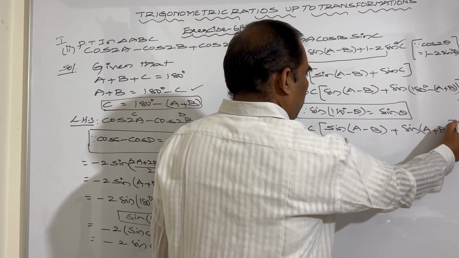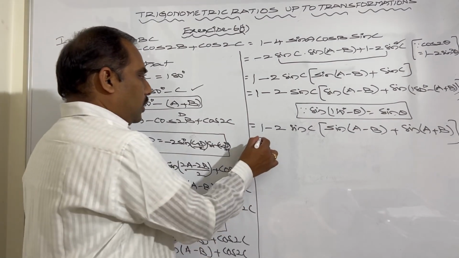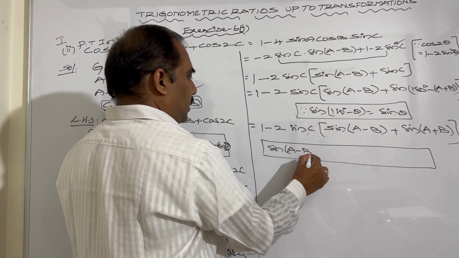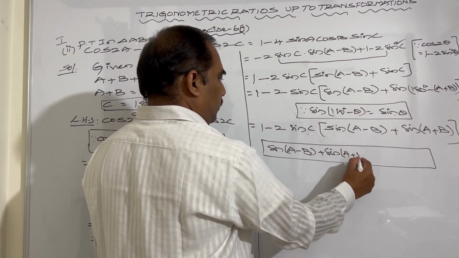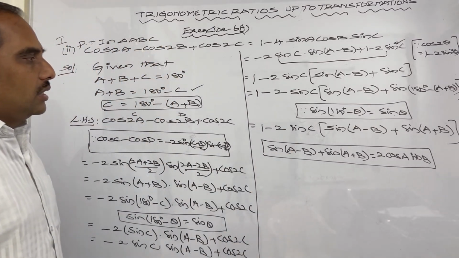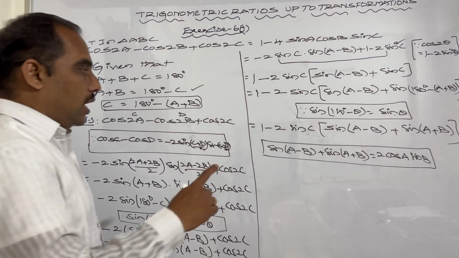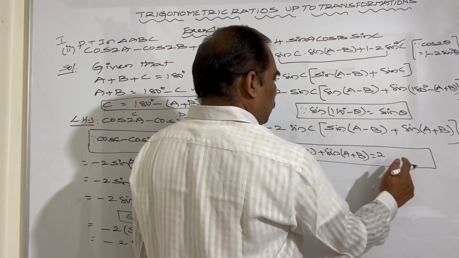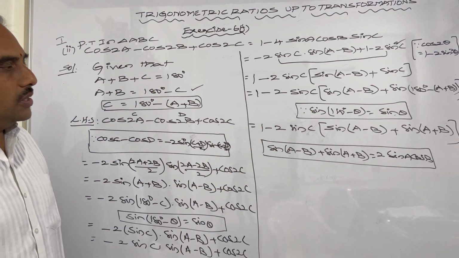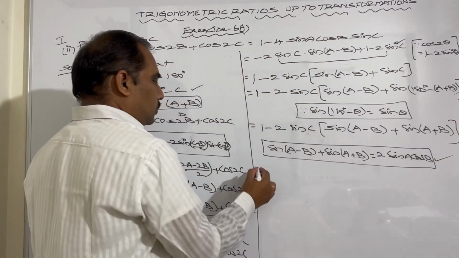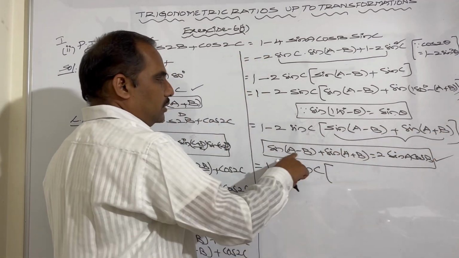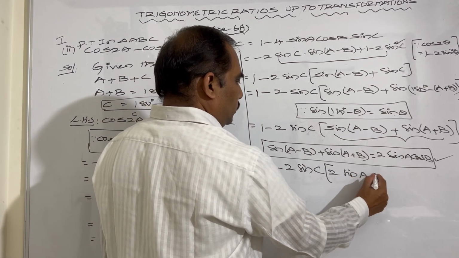We have one of the transformation formulas: sin (A plus B) plus sin (A minus B), or sin (A minus B) plus sin (A plus B), which is equal to 2 sin A cos B. Sorry, it is not 2 cos A sin B; the formula is 2 sin A cos B. So this entire thing is replaced by the formula 2 sin A cos B, which gives 1 minus 2 sin C into 2 sin A cos B.